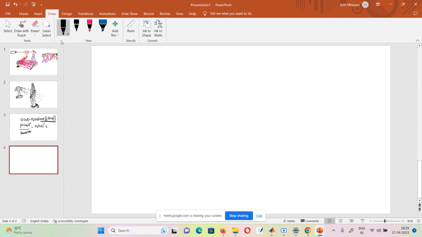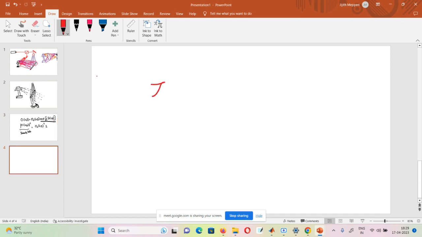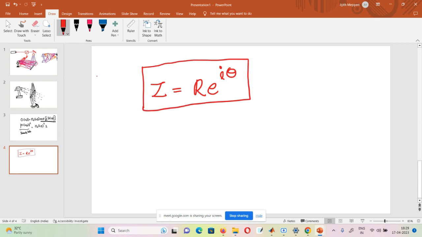Any complex number I can write in terms of r e raised to I theta. Any complex number I can write in terms of this one. And what is the square of that one? Mod z square means z into z star.